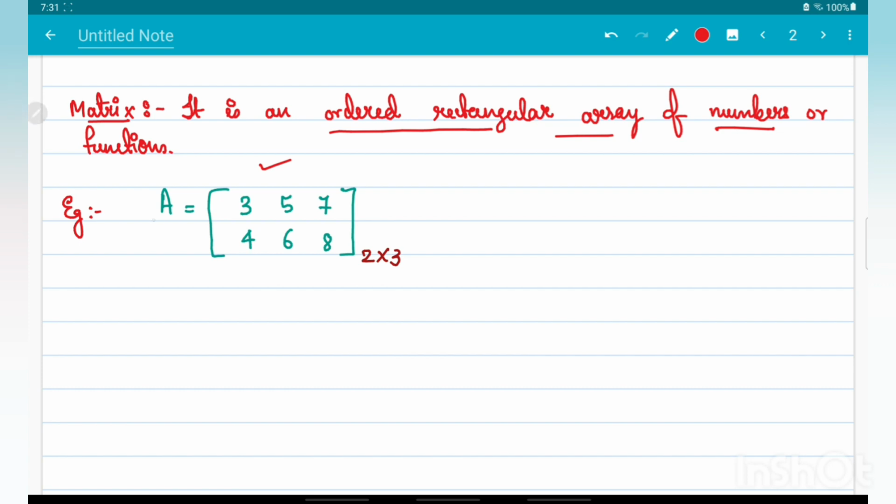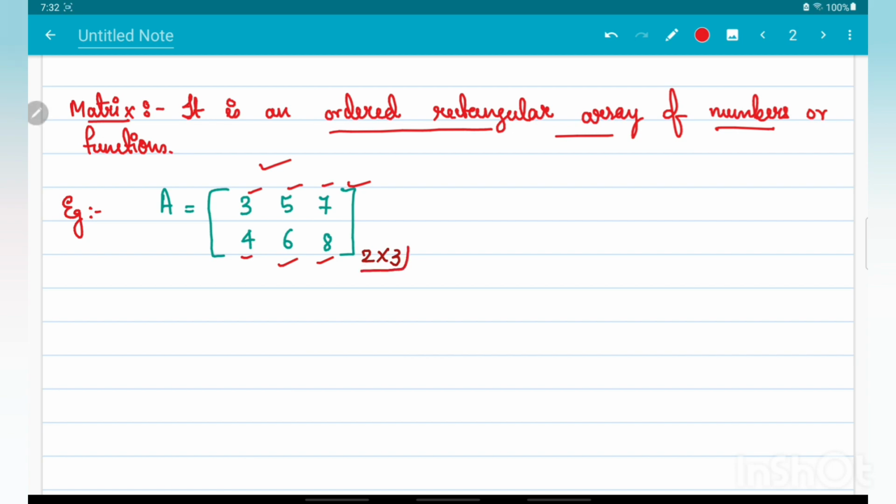So suppose I have denoted a matrix by A. Now whenever you denote a matrix, you denote it by the capital letters, just like you used to denote your sets in class 11th. So here you have denoted your matrix by the letter A. And when you write the matrix, you always have to write it in these kind of square brackets. Then inside this, 3, 5, 7, 4, 6, 8 are called the elements of the matrix. Okay, they are the different elements of the matrix.